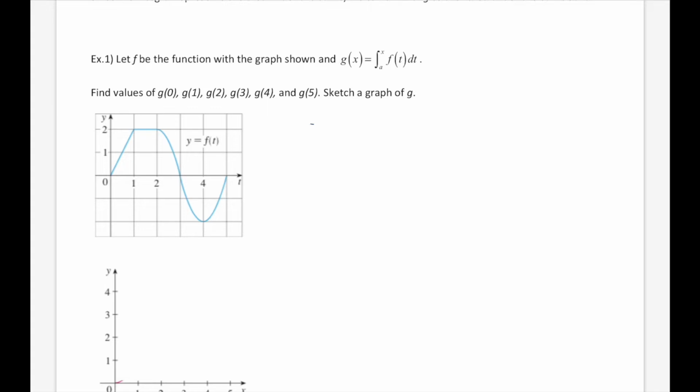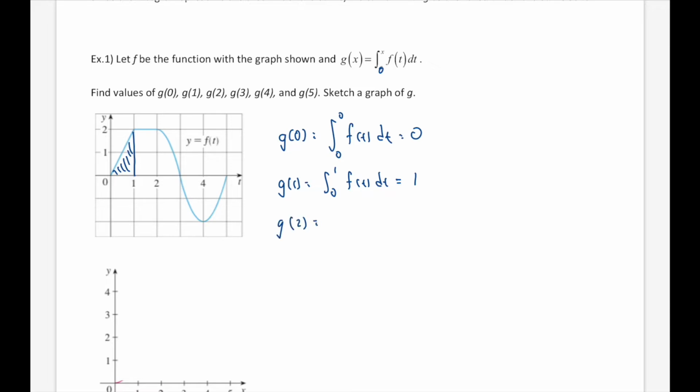Now, thinking about this, g of 0 is going to be the integral from 0 to 0 of f of t dt. Now, we know that that is the integral over no space, so that is just going to be 0. G of 1 is going to be the integral from 0 to 1 of f of t dt. So that is going to be the area of that triangle. The area of that triangle, 1/2 base times height, is 1.